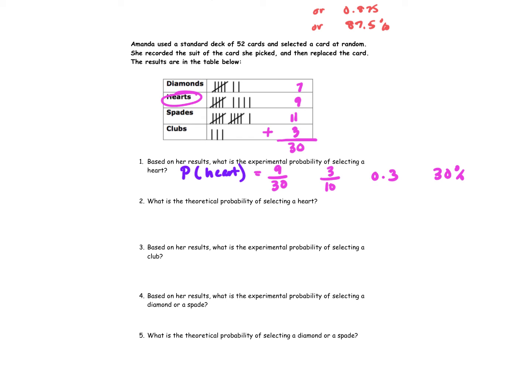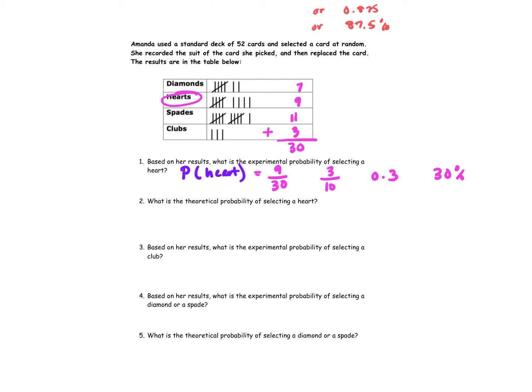The next question asks, what is the theoretical probability of selecting a heart? So this time, we're going to have to go back and not look at the table. We're going to have to think about how many hearts are in a deck of 52 cards. So if you're familiar with cards, there is the numbers 2 through 10. Then there's an ace, and then there's a jack, king, and queen. So that adds up to 13 cards. So 13 cards for each one of the suits.